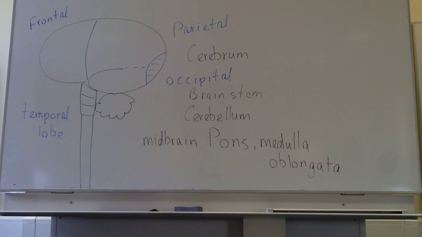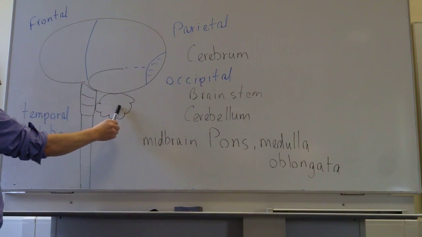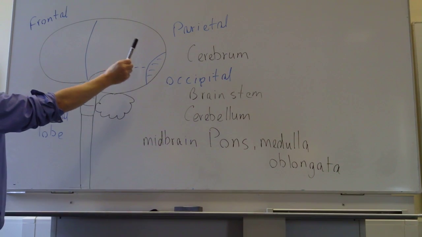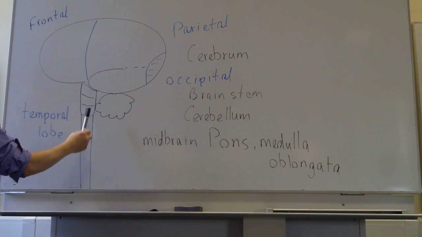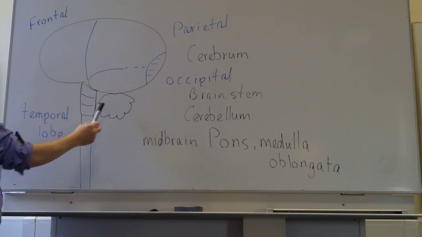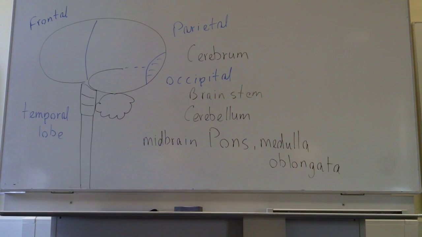Right, so main parts of the brain: the cerebrum, cerebellum, brainstem, frontal, parietal, occipital, temporal, midbrain, pons, medulla oblongata, spinal cord. They're the main bits you need to learn.